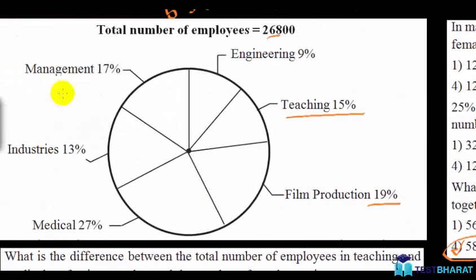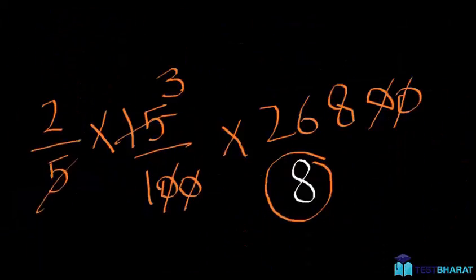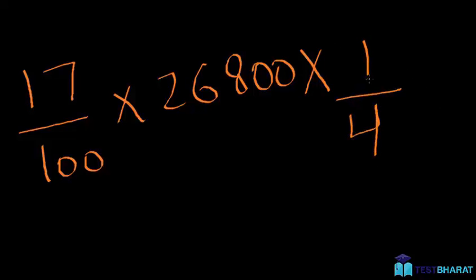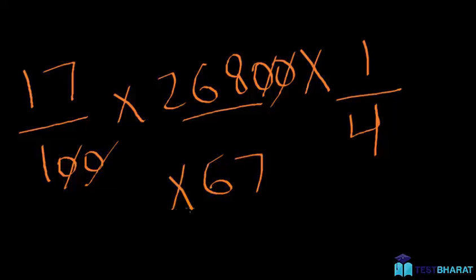The management profession counts for 17%, so we need to calculate 17% of 26800, and then 1 by 4, that is 25%. That's what we need to calculate. This is again simple. 268 by 4 is 67. We have calculated, and this 7 into 7 will give me 9 as the last digit, because 7 into 7 is 49 and the last digit is 9, but all three options have 9, so we cannot rely on this trick.